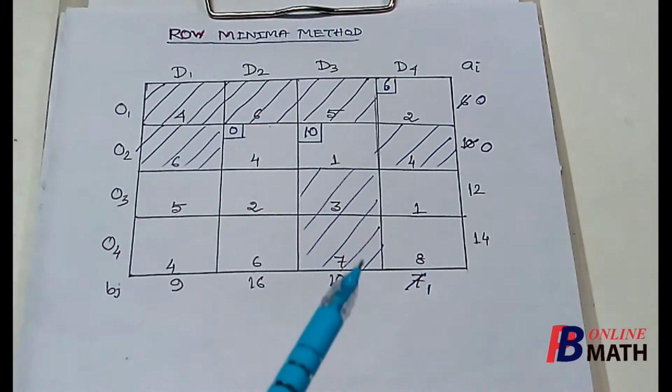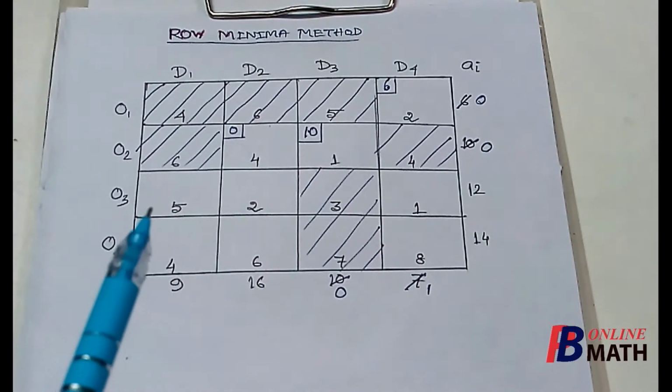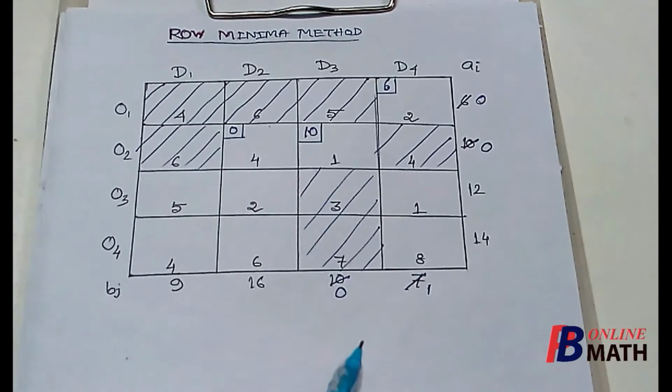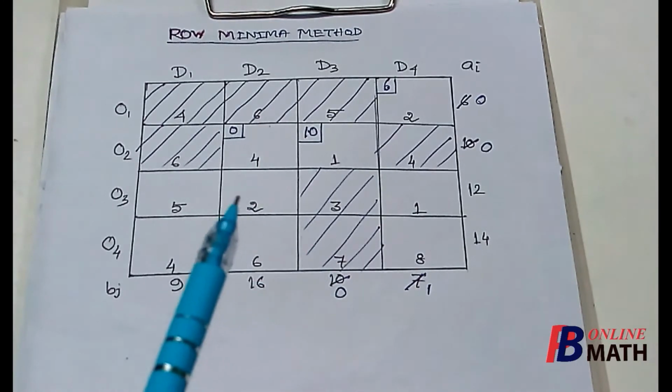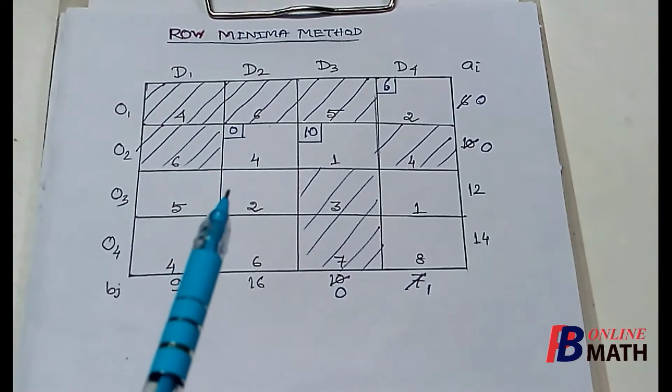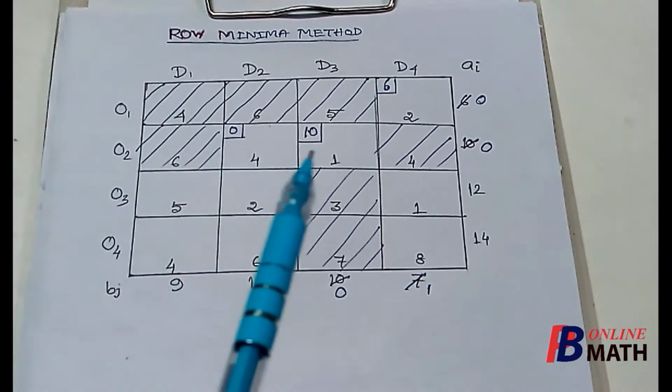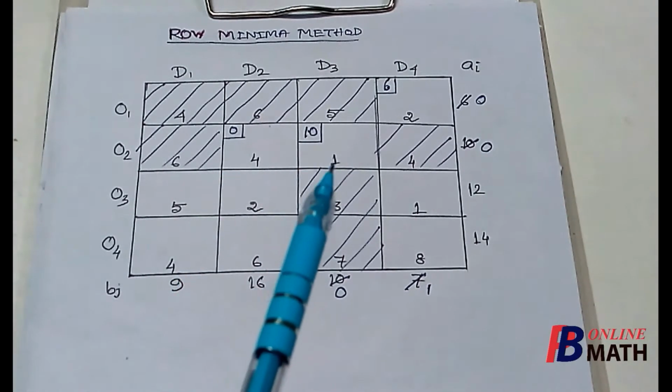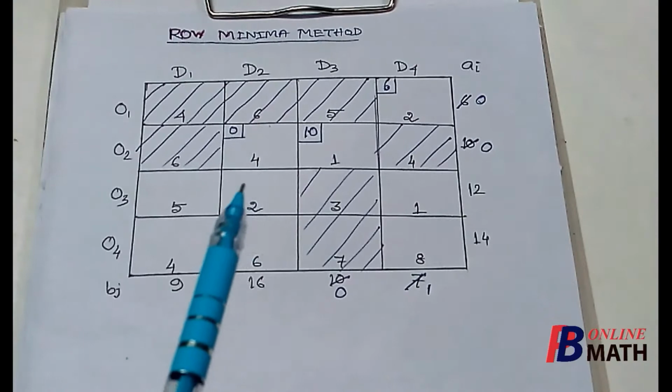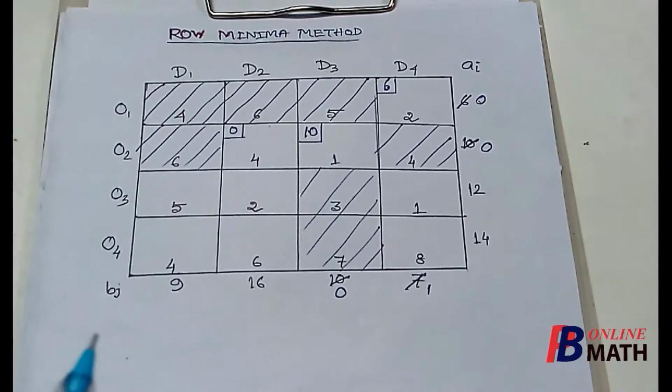If we find that the capacity and demands are exhausted simultaneously, then we can cross off all the remaining cells of the row and column simultaneously, if we can put the next basic variable that is equal to 0, and that allocation will be made in a cell corresponding to which it has the minimum cost on the same row.